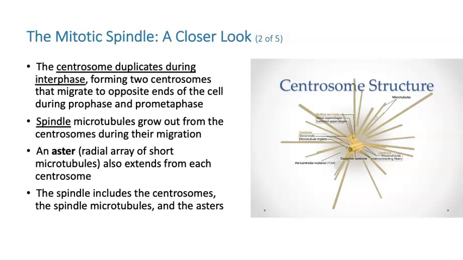Spindle microtubules grow from the centrosome as those centrosomes are migrating to opposite sides of the cell. And I told you about aster. This aster is this radial array of short microtubules that extend out of each centrosome. The spindle includes, again, the centrosome, the spindle microtubules, and the asters.